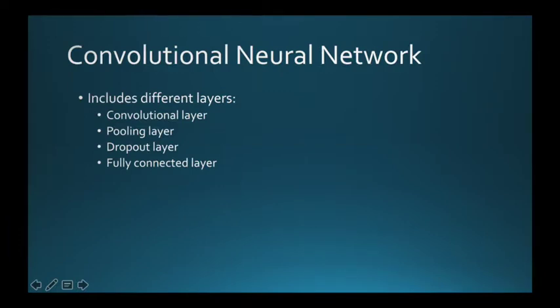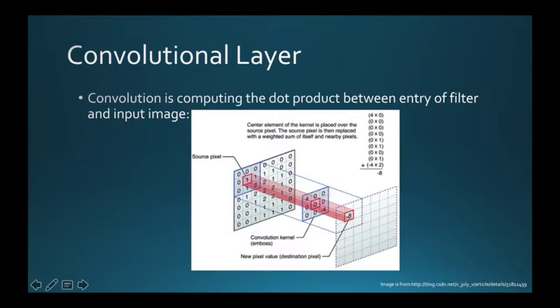The convolutional neural network is another hot topic in machine learning. A CNN contains different layers, including convolutional layer, pooling layer, dropout layer, and fully connected layer. In the convolutional layer, convolution is computing the dot product between entries of the filter and input images. Let's look at the picture. See, the convolutional layer computes the dot product of the source pixels and the convolution kernel and gives us the first output of this layer, which is -8.